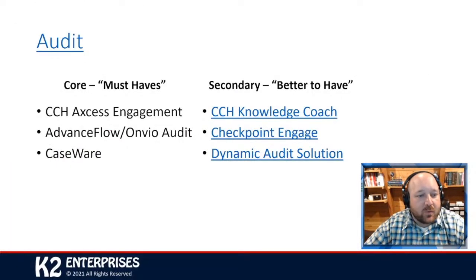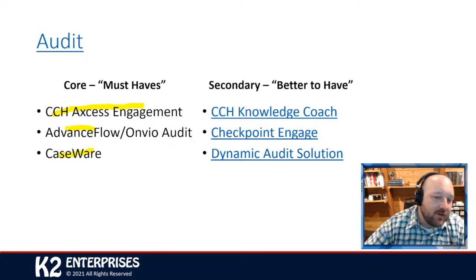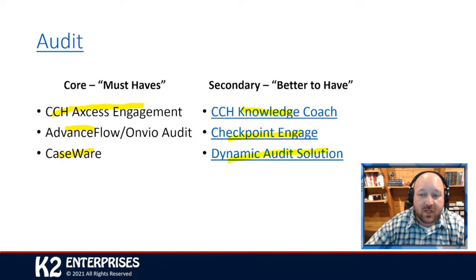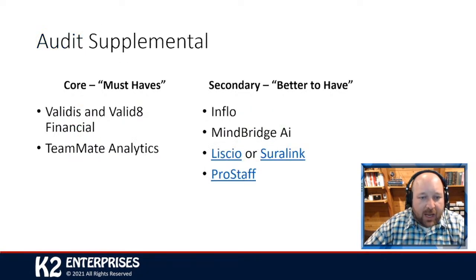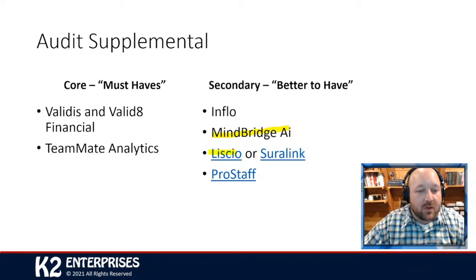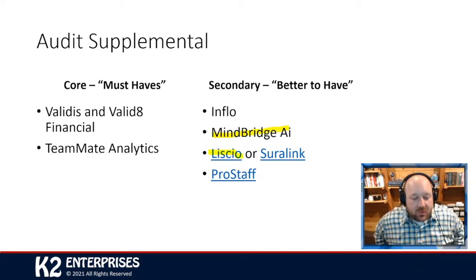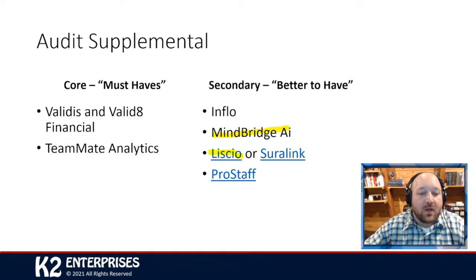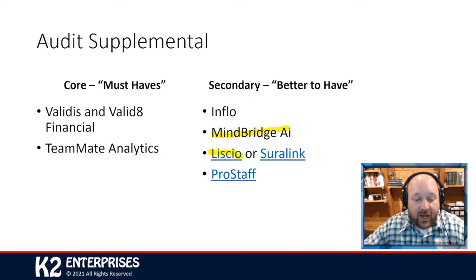Okay, on the audit side of this, we've got CCH, Access Engagement, Advanced Flow, and Caseware, all great. On the better to have, good to have, they've got the Knowledge Coach, the checkpoint engagement and audit solution to really kind of help facilitate that audit engagement that you're working with. And there's a lot of other applications you could choose to use around this as well. I'd really check out this MindBridge AI and Liscio for Client Portal. Liscio, which we'll talk about here in a minute, is a really kind of integrated client portal solution that takes a lot of the headache out of getting the necessary information for an audit engagement or a tax engagement or really kind of anything else.